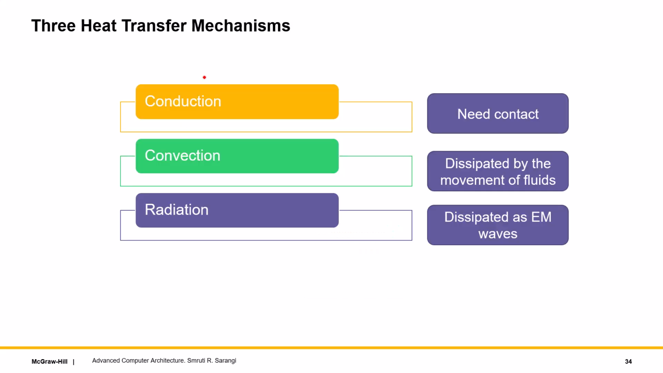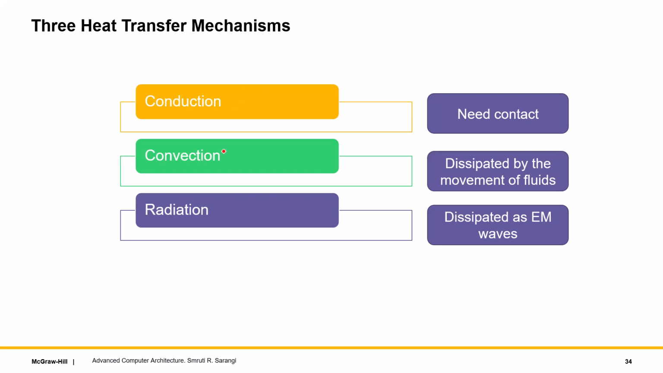There are three heat transfer mechanisms. This is again basic stuff, but it's important to take a look at it. Conduction is where you need contact. So for example, all the heat that is passed around within the chip is all conduction because you need contact.